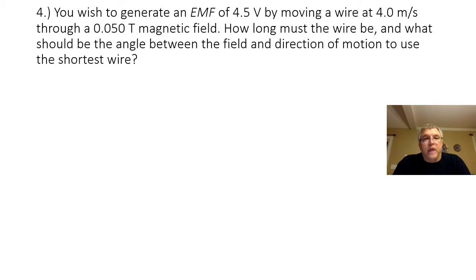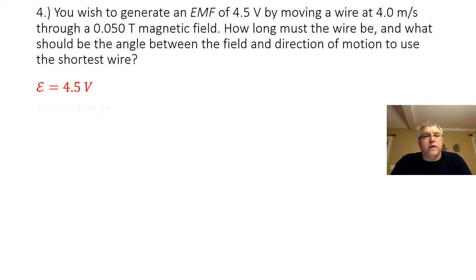Problem 4. You wish to generate an EMF of 4.5 volts by moving a wire at 4.0 meters per second through a 0.050 Tesla magnetic field. How long must the wire be, and what should be the angle between the field and the direction of motion to use the shortest wire? Let's take a look at the magnitude or the length of the wire first, and then we will look at the angles second. So in this problem, we are given the induced EMF of 4.5 volts.